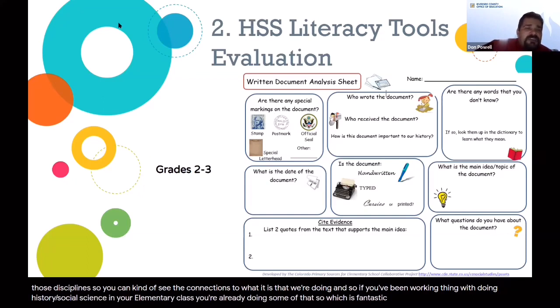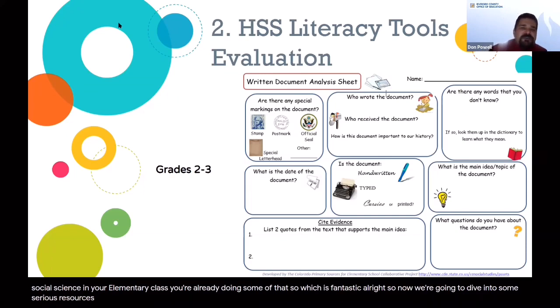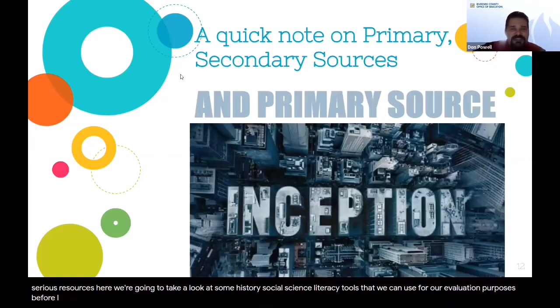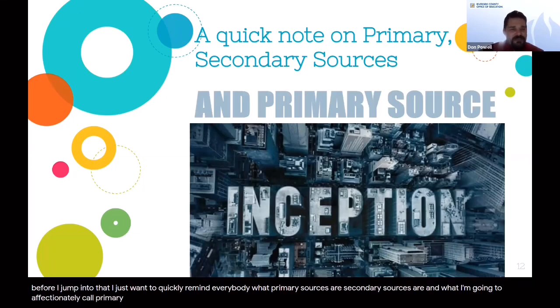All right, now we're going to dive into some serious resources here. We're going to take a look at some history, social science, literacy tools that we can use for our evaluation purposes. Before I jump into that, I just want to quickly remind everybody what primary sources and secondary sources are, and what I'm going to affectionately call primary source inception.